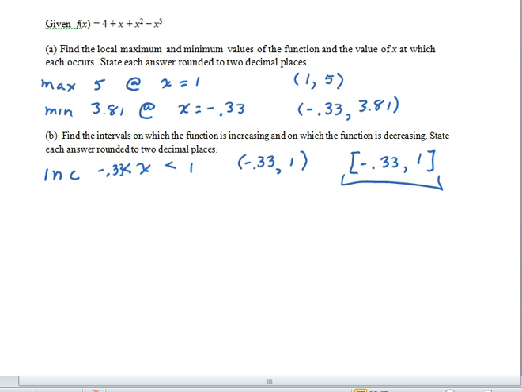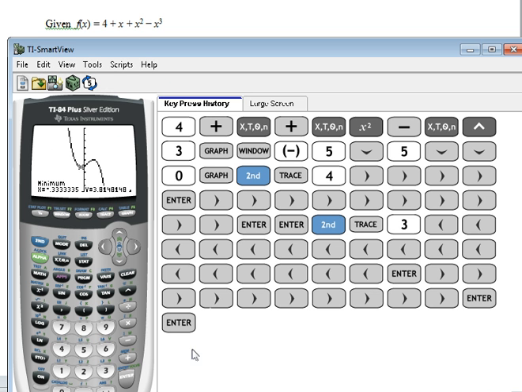So now let's look at the decreasing. So we see that the function is decreasing for x less than negative 0.33, and it's also decreasing for x greater than 1. So decreasing because the y values are getting smaller after that local maximum was reached. Decreasing means that the curve is going down to the right, whereas increasing means it's going up to the right. So we have 2 decreasing intervals.